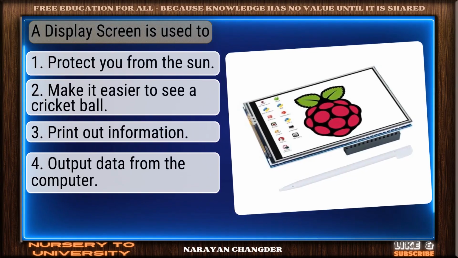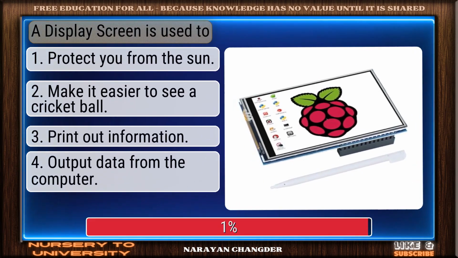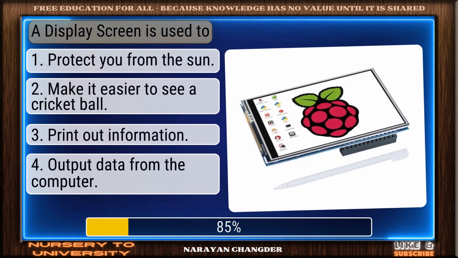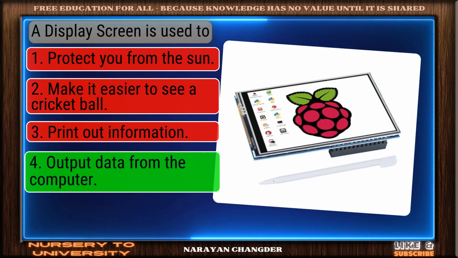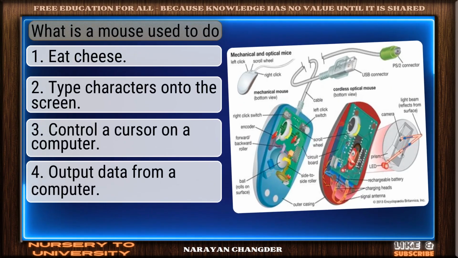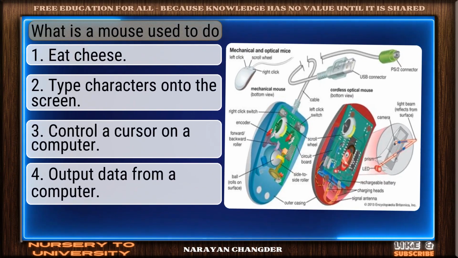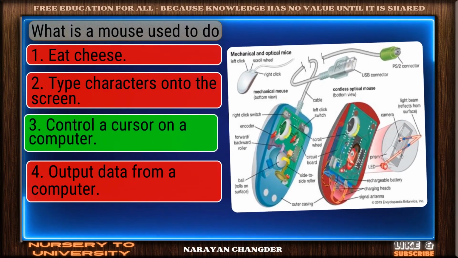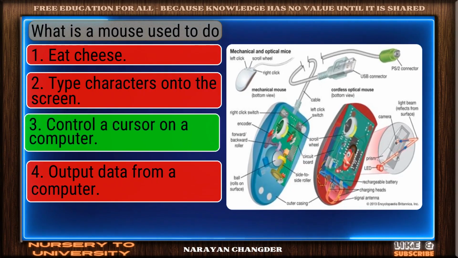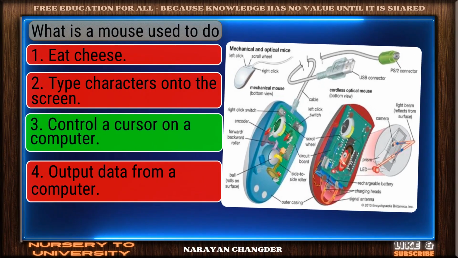Question number 61. A display screen is used to. You got it. Your choice output data from the computer is right. Question number 62. What is a mouse used to do? Sharp thinking. Control a cursor on a computer is the right choice.